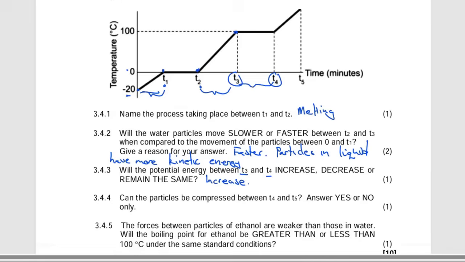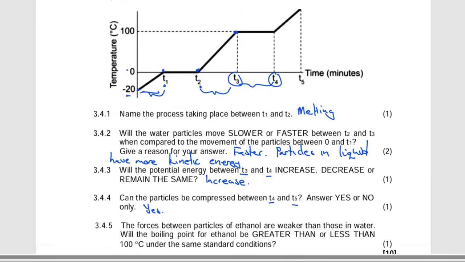Then can the particles be compressed between T4 and T5? Answer yes or no. So yes, particles can be compressed there, because if you look between T4 and T5, we are more of formulating a gas, and a gas can actually be compressed.